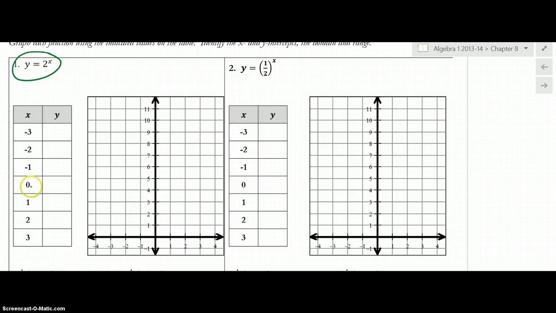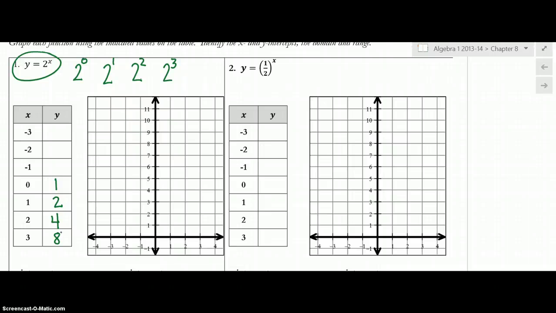I'm going to start with 0. If you plug in 0, you get 2 to the power of 0, and we know that anything to the power of 0 is 1. If I plug in 1, I get 2 to the first power, which is itself, 2. And if I plug in 2, I get 2 squared, which is 4. And if I plug in 3, 2 cubed is actually 8, because 2 times 2 times 2 is 8.